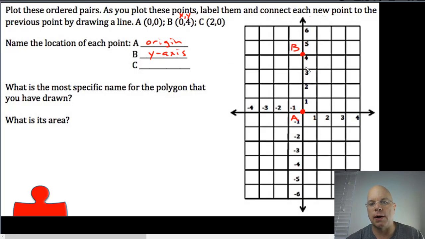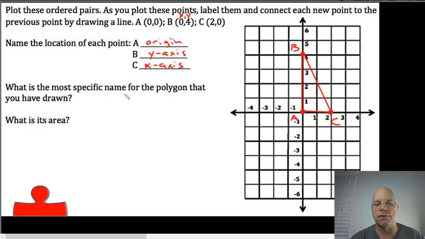Point C is at, oh no, I'm supposed to draw a line between those, so let's do that. Point C is at 2, 0. So the first coordinate is x, so I start at the origin, and for positive 2 I go 2 to the right. Y is 0, so I don't need to go up or down at all. My point is right here. Connect that to the previous point, and I'll connect these. That's point C, and C is on the x-axis.